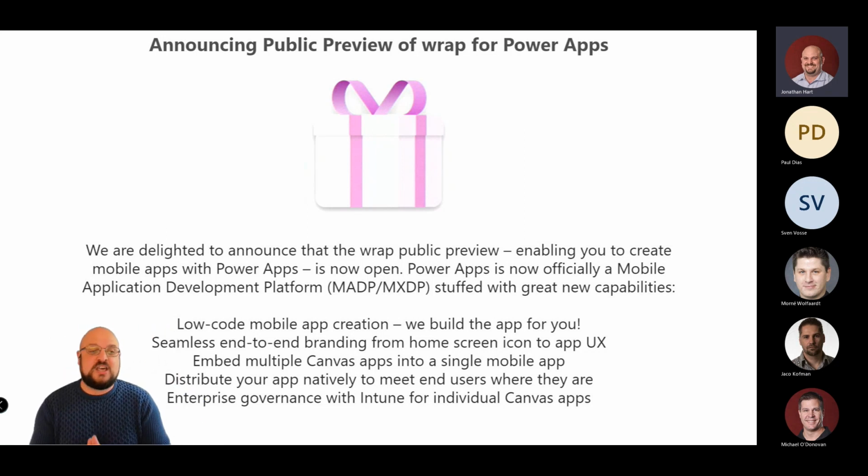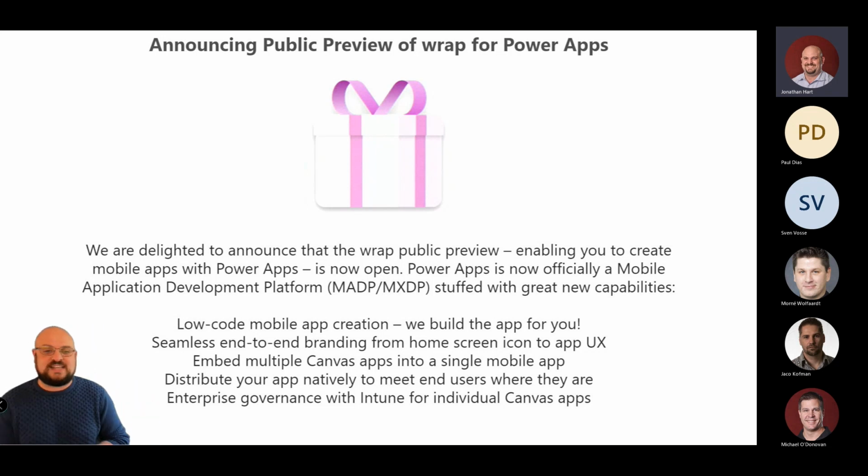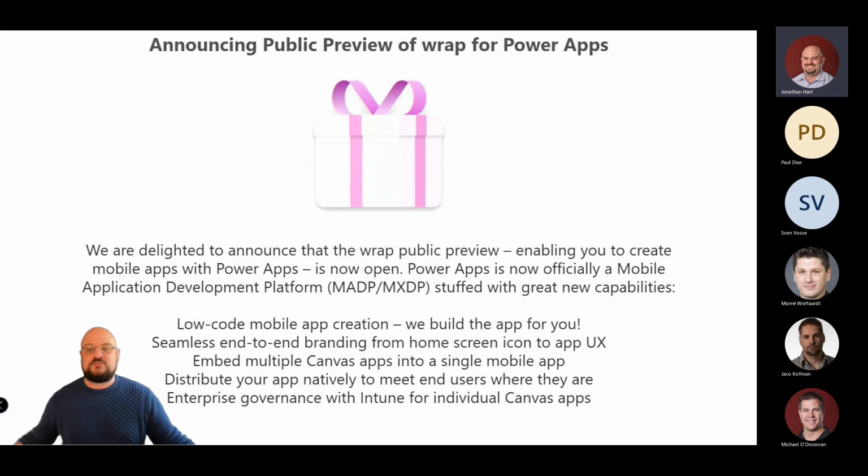A couple of things to note. It is only available in the North America environment at this stage. So if you are creating an environment, make sure you set the United States and make sure you set create database, and that will give you the option to start installing the wrap feature. You do need to add it into your environment. There is a package that you've got to install called Wrap Preview for Power Apps. Once you've done that, you can start creating mobile apps from your Power Apps.